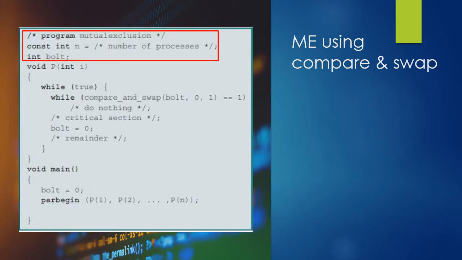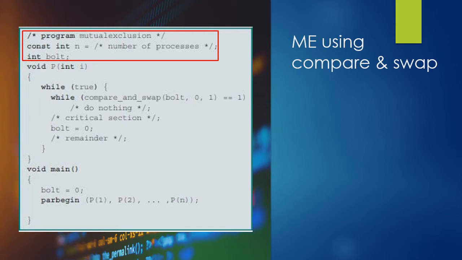Let us look at the implementation of mutual exclusion using compare and swap. As we move through this code, I am going to give you some awareness of C syntax. In the first line, you see slash asterisk. This is how you put comments in C. Slash asterisk program mutual exclusion asterisk slash means this is a comment.